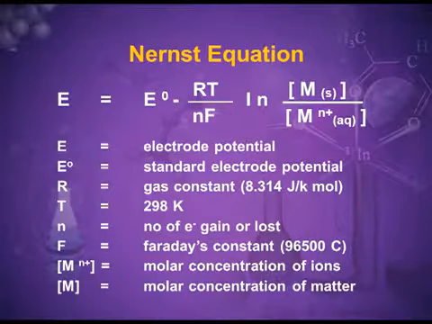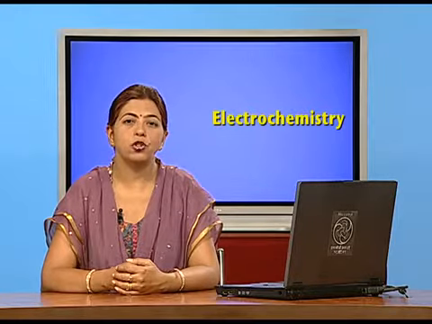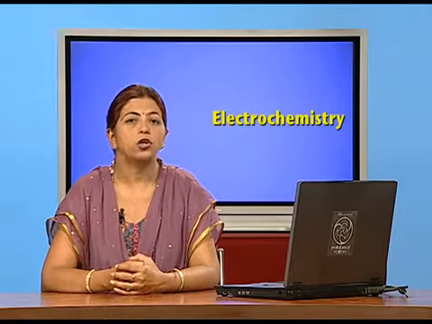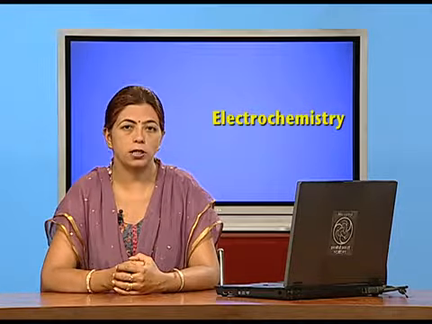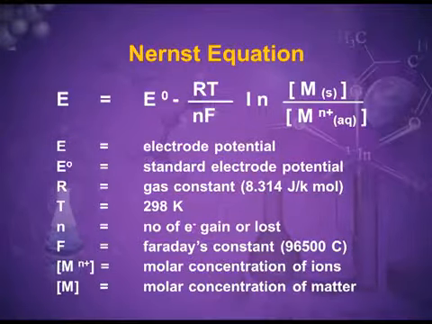E is the electrode potential. E naught is the standard electrode potential. R is the universal gas constant whose value is 8.314 joules per Kelvin per mole. T is 298 Kelvin, that is 25 degrees Celsius.